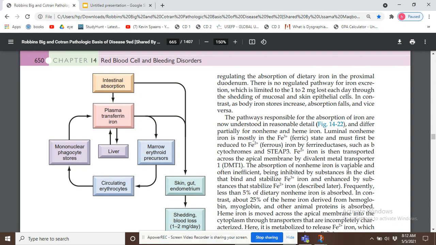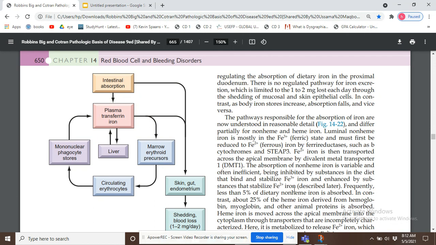The absorption of non-heme iron is variable and often inefficient, being inhibited by substances in the diet that bind and stabilize Fe3 iron and enhanced by substances that stabilize Fe2 iron. So iron absorption can be inhibited by substances that maintain the Fe3 form, and enhanced by those that convert Fe3 iron into the ferrous Fe2 form, because we know that iron is absorbed in the ferrous form, not in the ferric form. So those substances that increase the conversion of ferric iron into ferrous iron will ultimately increase the absorption of iron.